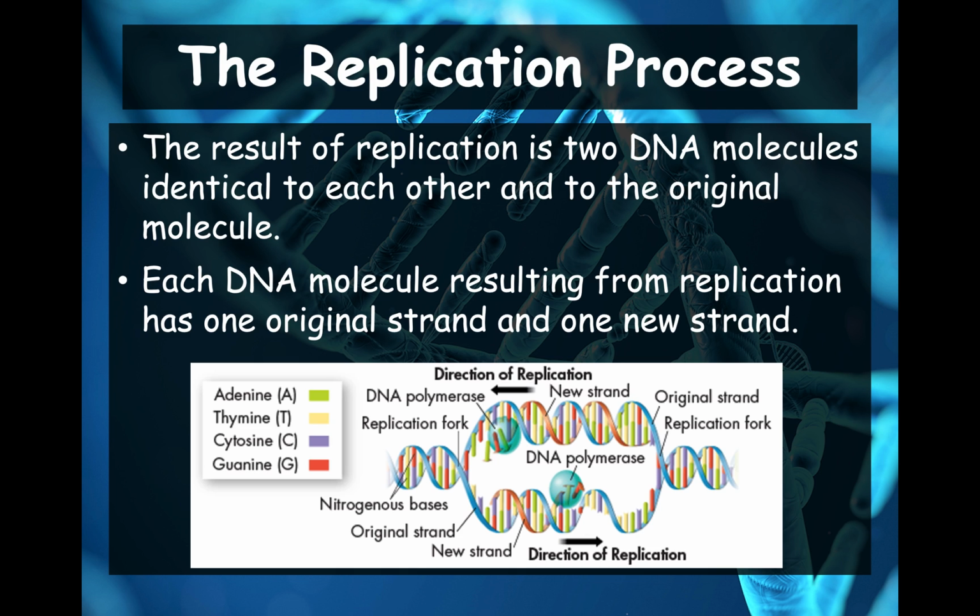Now, the result of replication is, like I said, two DNA molecules identical to each other and to the original molecule. As you can see, once we make that fork, we start to make that other strand, and we're starting to get two identical DNA strands. Each DNA molecule resulting from replication has one original strand and one new strand. So we're finishing with two, which is going to be important if we are doing cell division.